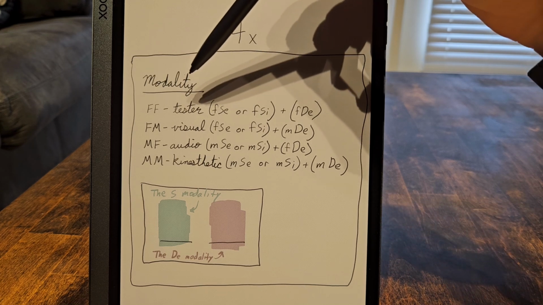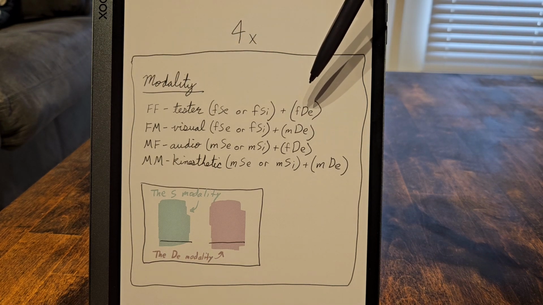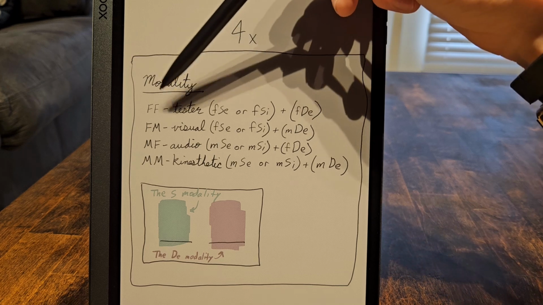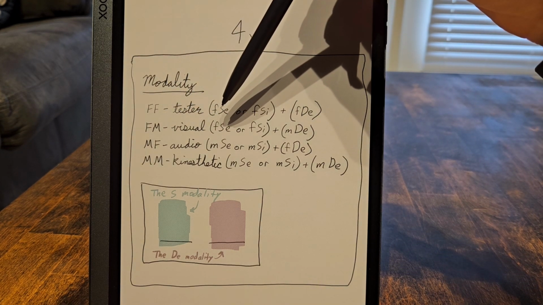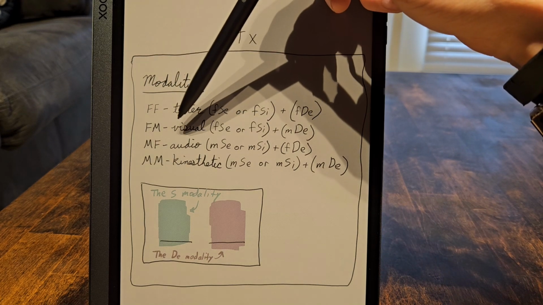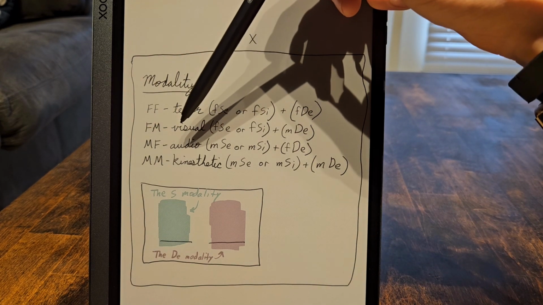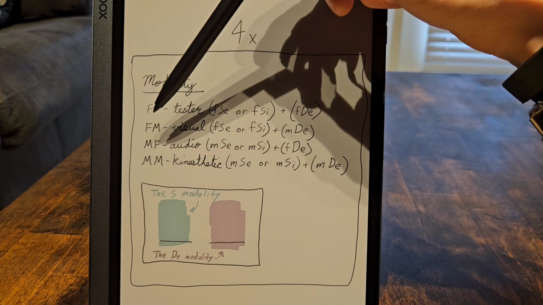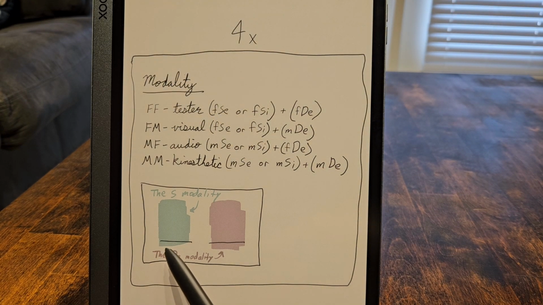So you've got the tester type, which has feminine sensory and feminine extroverted decider, or DE. And then you've got the visual, which is FM, and that's feminine sensory plus masculine DE. And then you've got audio, which is masculine sensory plus feminine DE. And then you've got the kinesthetic, which is masculine sensory and masculine DE. And then down here, the sensory modality is in the first slot, and the DE modality is in the second slot.